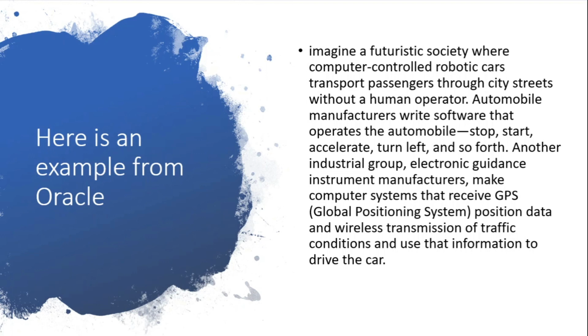The automobile manufacturer writes software that operates the automobile: stop, start, accelerate, turn left, turn right, and so forth. Another industrial group, the electronic guidance instrument manufacturers, makes a computer system that receives, let's say, GPS position data and a transmission of traffic conditions to use the information in driving that car.